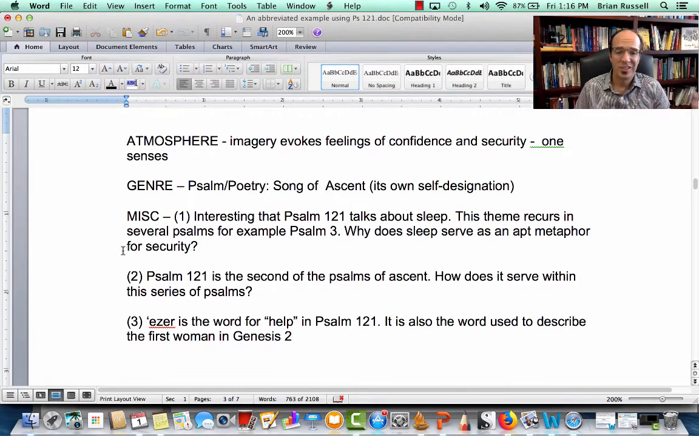Psalm 121 also is the second of the Psalms of Ascent. The Psalms of Ascent are 120 to 134. How does Psalm 121 fit within that series? Again, it's a bigger question than we're trying to do in a survey. Then I also noted, just from my Hebrew knowledge, that the word for help here is ezer. It's also the word that's used to describe the first woman in Genesis 2, where God makes a helper or a helpmate. So it's interesting that here Yahweh is the help. It's important to see that word and remember that the word help is not some kind of subservient position. Anyway, that's how to do a survey of a segment.